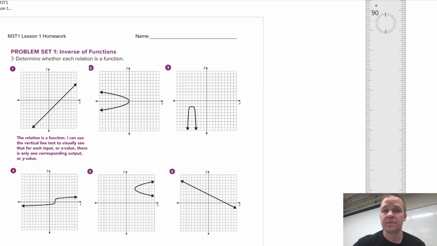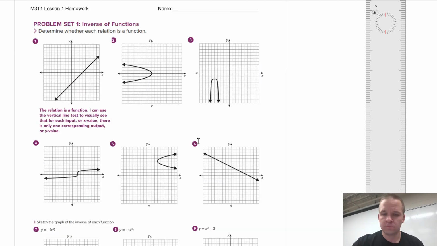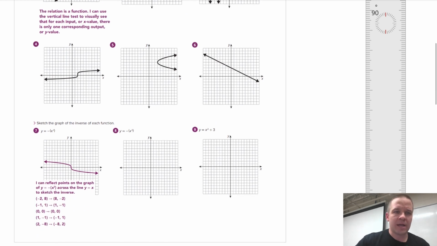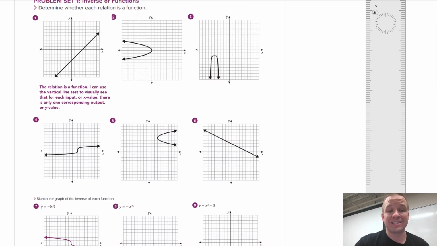Are there any questions on those couple problems? No? Excellent, I'm going to move on. The vertical line test tells me whether it is a function. Passes through once, it's a function. More than once, not a function. I'd write that down in your notes. That was the first 6 questions.